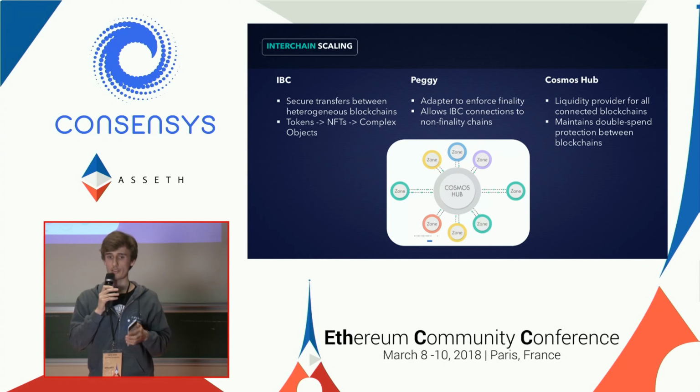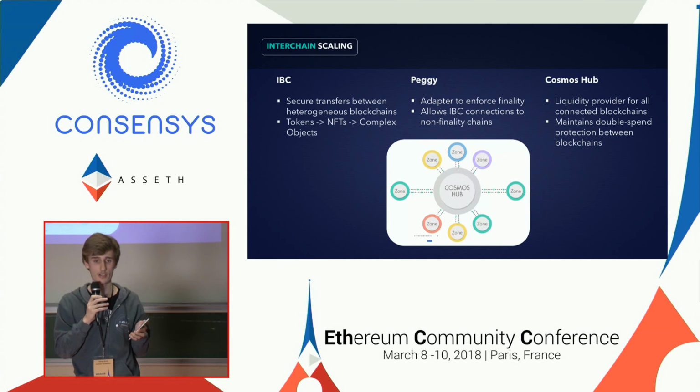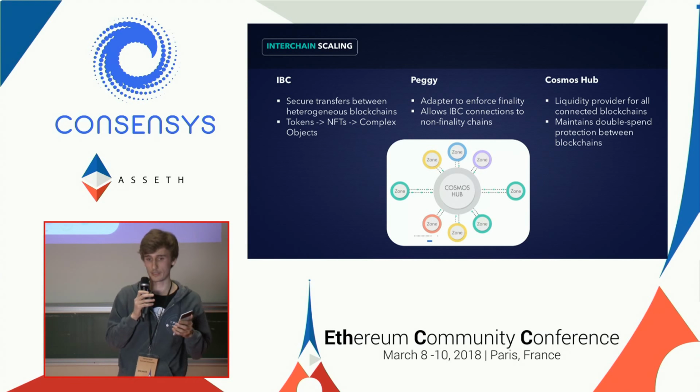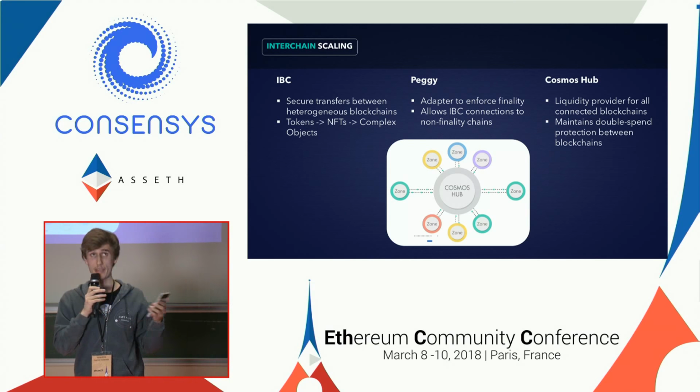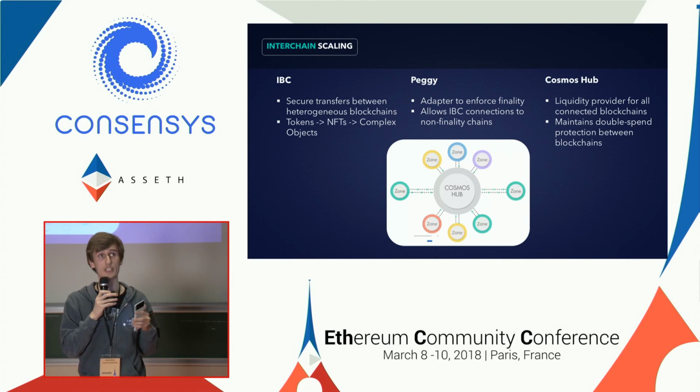Of course, we don't live in a world yet where every blockchain has finality. Like Bitcoin and also Ethereum, essentially all proof of work chains have this probabilistic finality. And this is where PEGI comes in. PEGI is an adapter that essentially enforces finality over probabilistic chains.